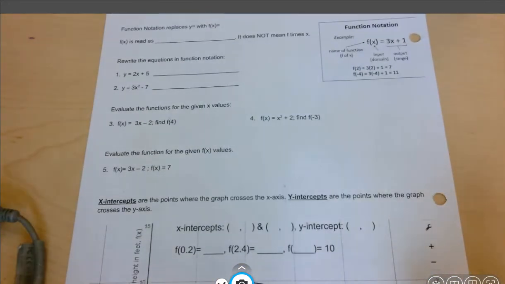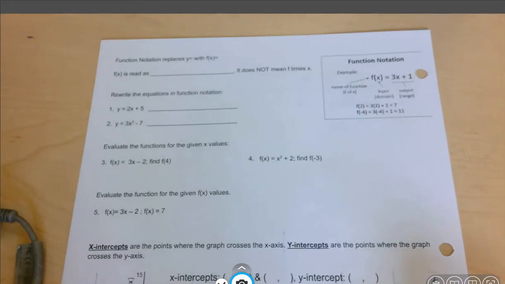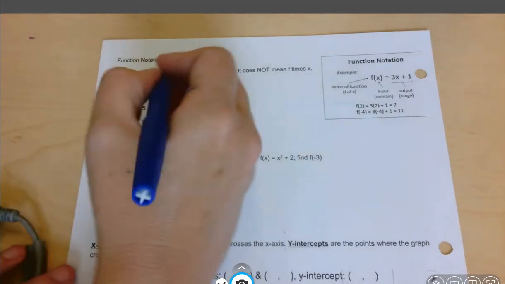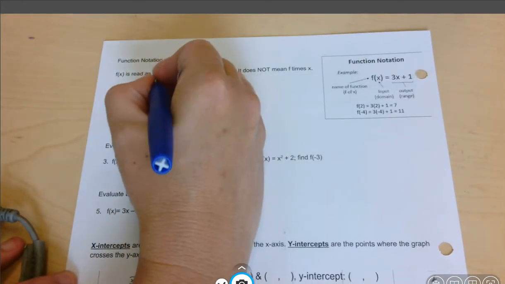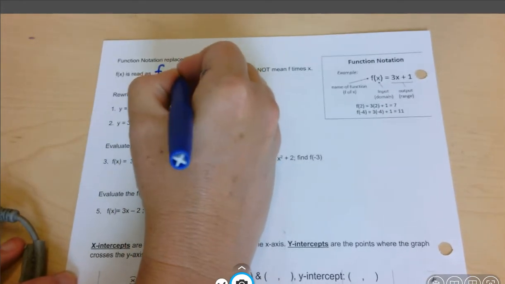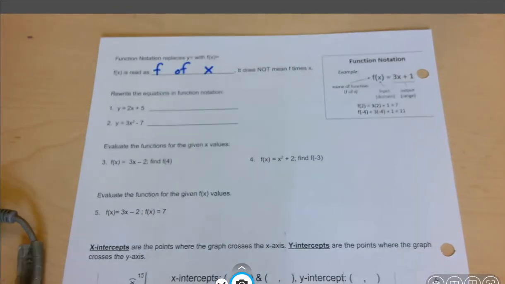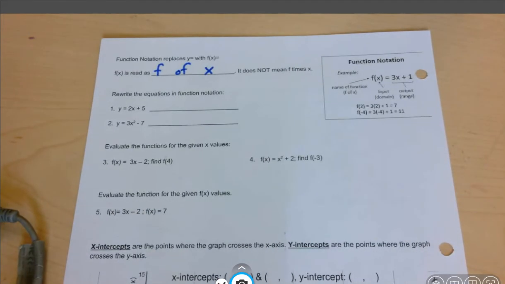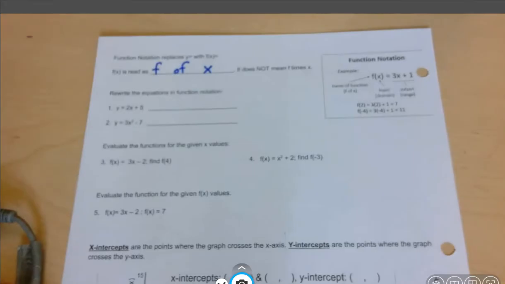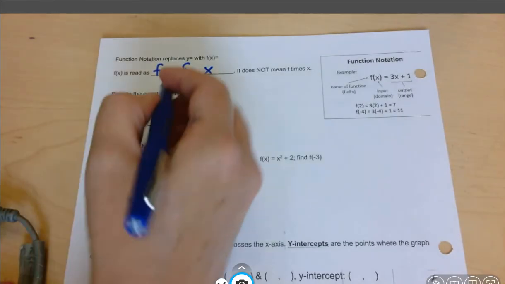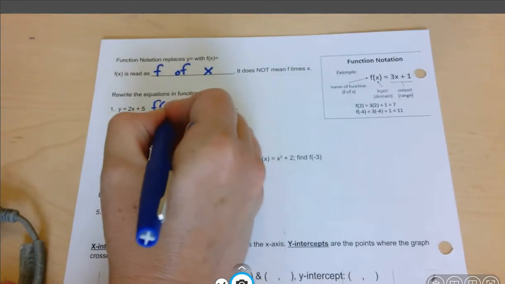Okay. On the back, function notation is when you replace y equals with f of x equals. It's read as f of x, and it does not mean f times x. To rewrite an equation in function notation, just replace the y equals with f of x equals.